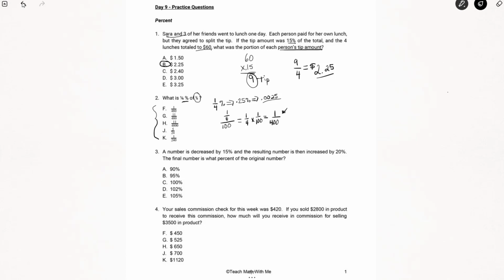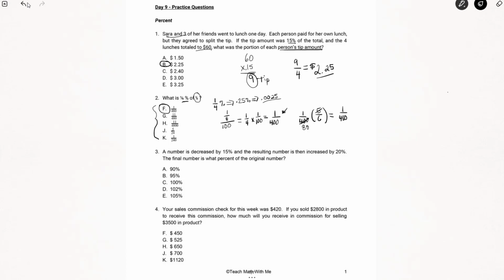Okay, so now it says, what is 1/4% of 5/6? So we'll take this 1 over 400. The 1/4% of means multiply of 5/6. And we can just multiply out. I can do some simplifying if I want to clear up, and I can do this by hand. And I end up getting 1 over 480, which is answer choice F, 1 over 480. Let's take a look at question number 3 now.